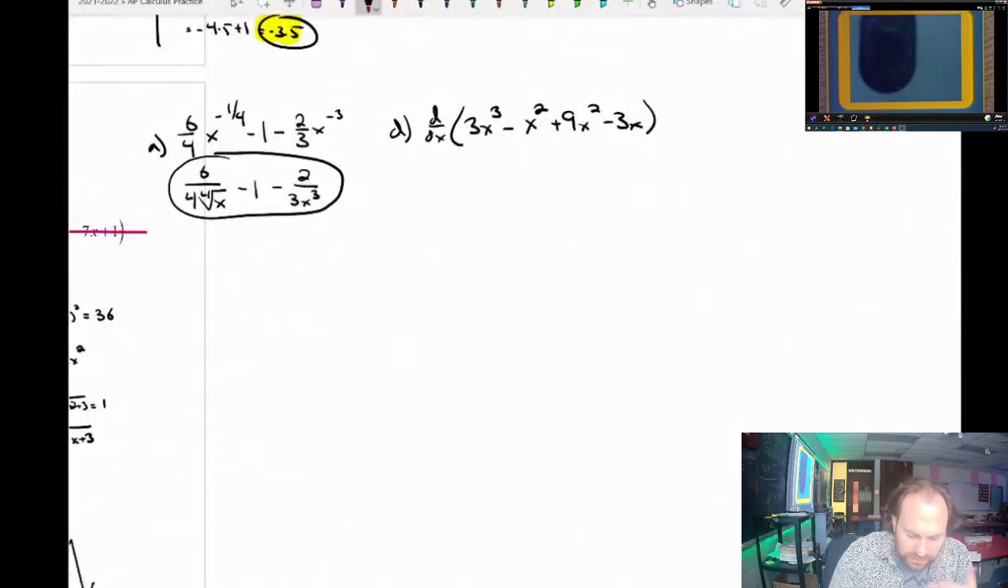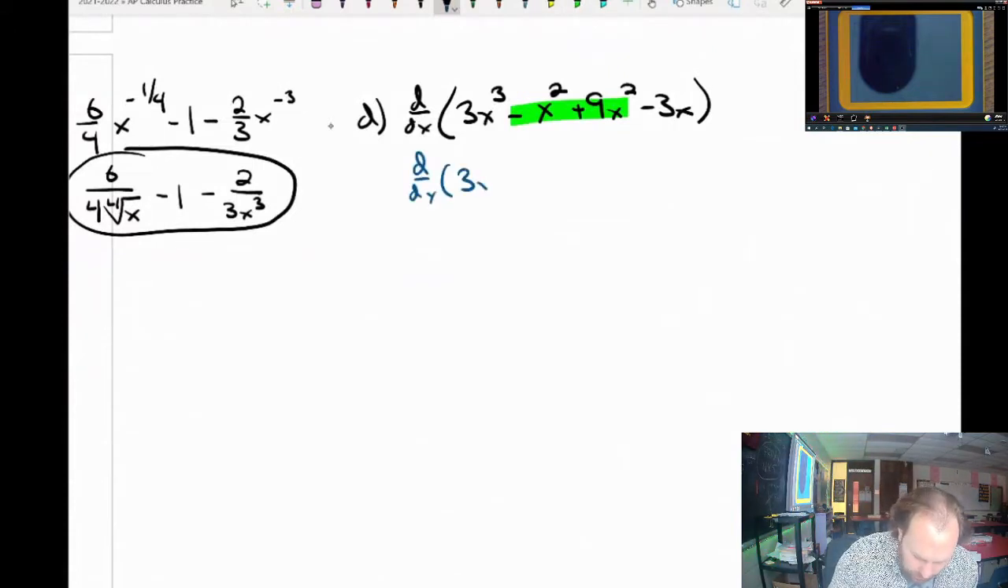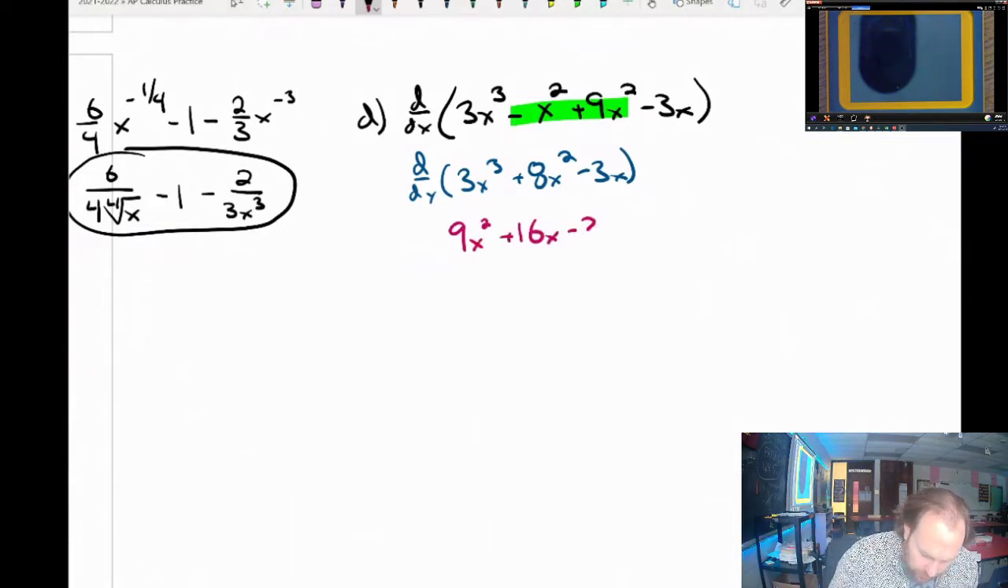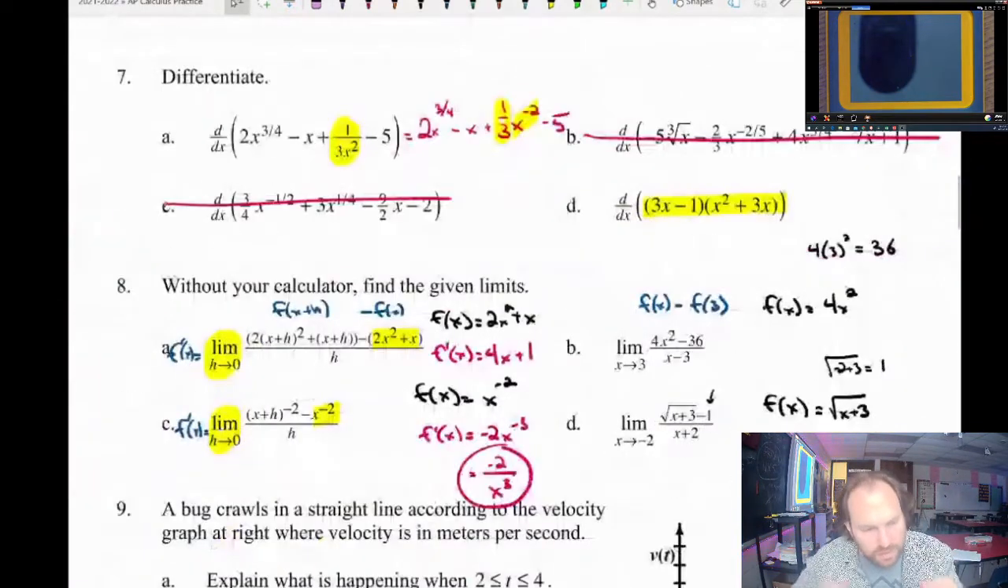Now that we've got this arranged, we can combine our x squared terms, negative x squared and 9x squared. So we're looking for the derivative of 3x to the third plus 8x squared minus 3x. And we're going to go ahead and run this through the power rule. It'll be 9x squared plus 16x minus 3. Simple. 8 is actually really easy to do.